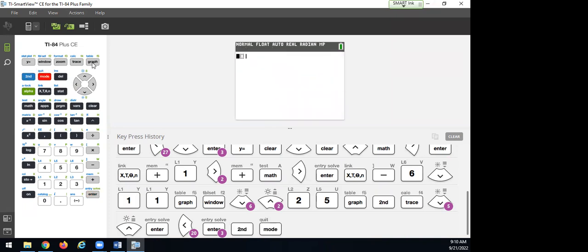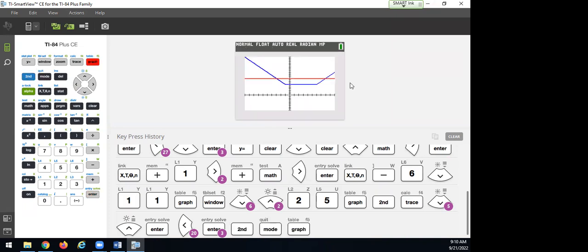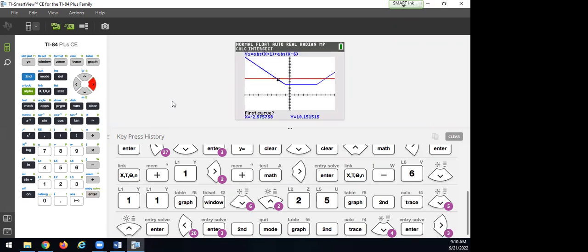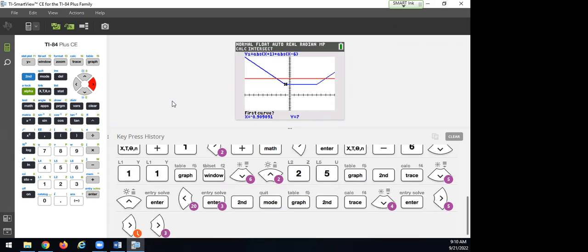So second quit, go back to your graph, and then just do the same thing for the other intersection. So we go to second, calculate, intersect, and just go all the way over.